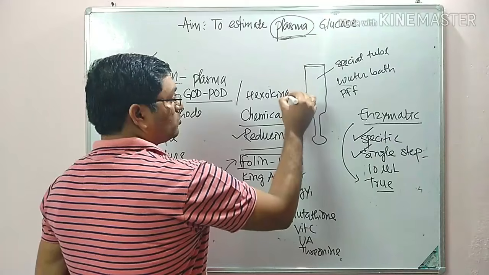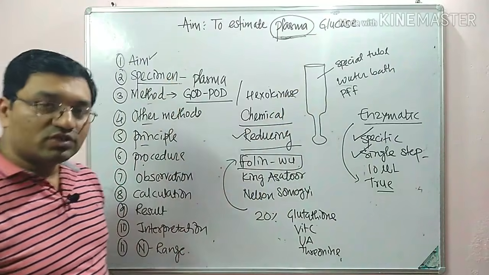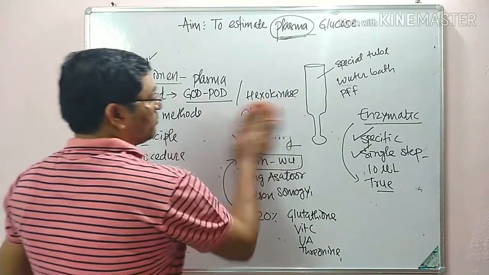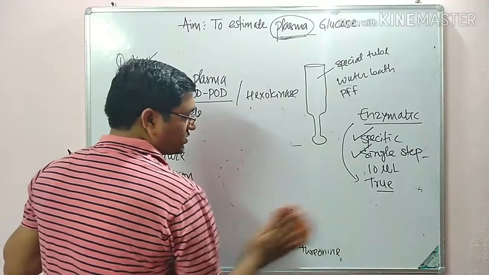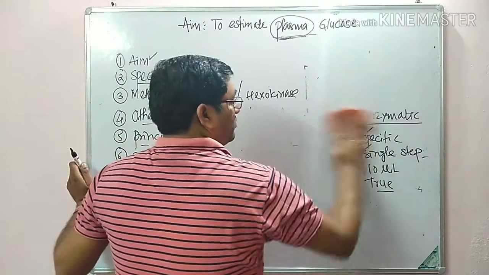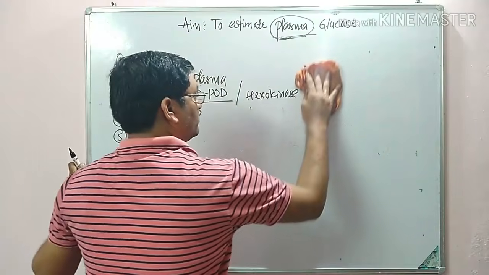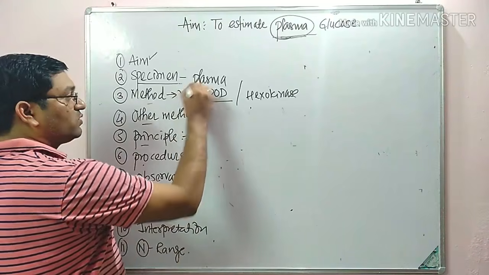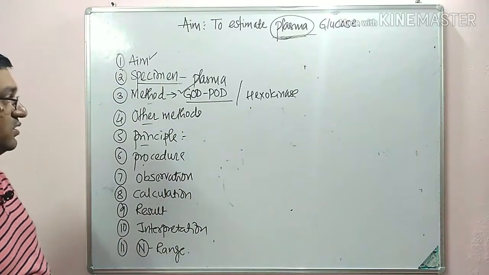So these are the two specific methods which give the true value of glucose. They are now in use. Now coming to the glucose oxidase peroxidase method and the hexokinase method. Now coming to the principle part, first we will see the glucose oxidase peroxidase method.